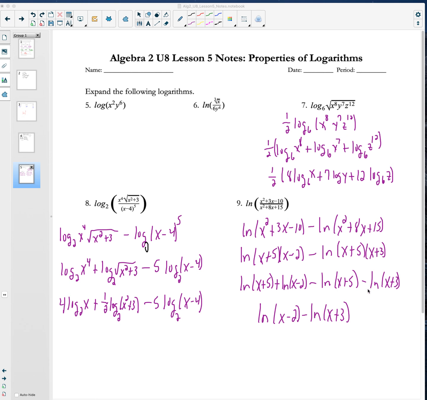And notice what happens now. This allows us to simplify, right? Because now I have the natural log of x plus 5 minus the natural log of x plus 5, which is 0. And that leaves us the natural log of x minus 2 minus the natural log of x plus 3. And there we are, my friends. There's your properties of logarithms.